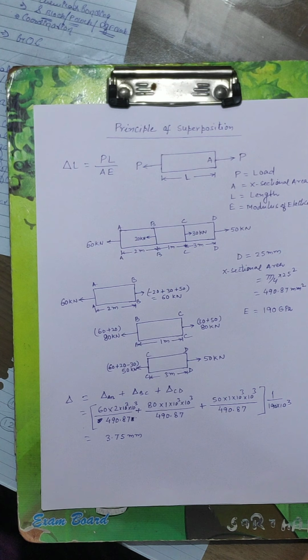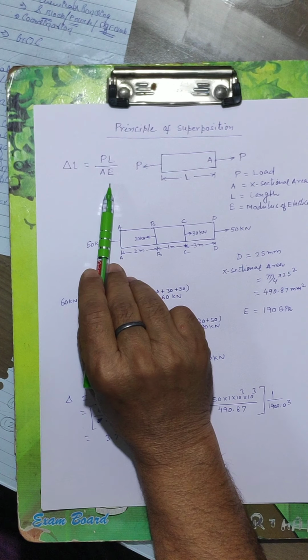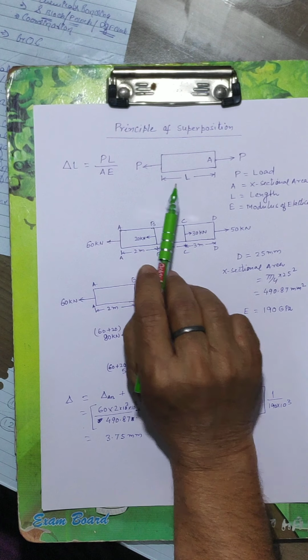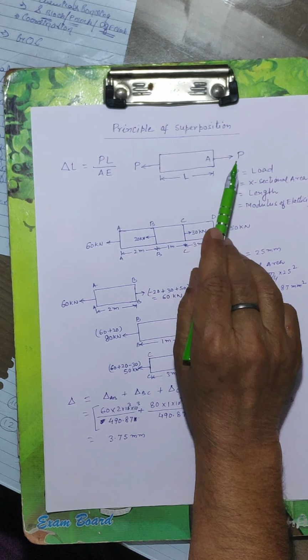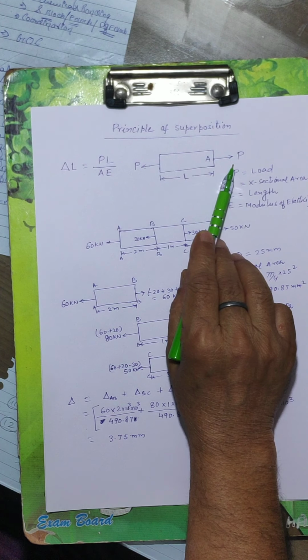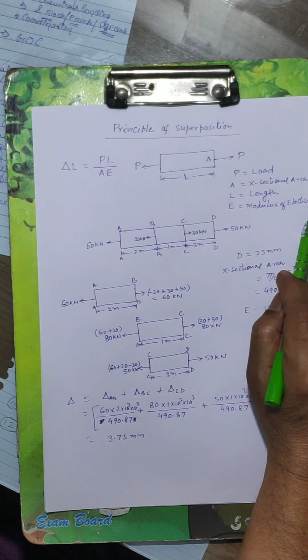जैसा earlier we have studied that if a body is subjected to external force, either tensile or compressive, the elongation of that body will be equal to PL upon AE. That is elongation of this body. L is the length of this body, A is the cross-sectional area, P is the external tensile load. We have studied. Here E is the modulus of elasticity. This is a constant.